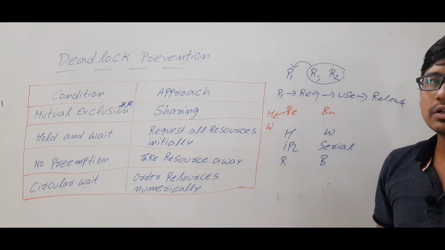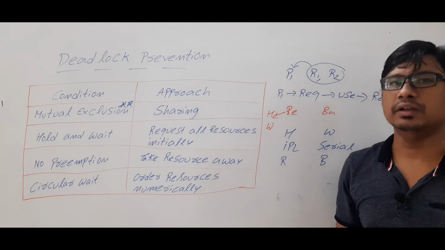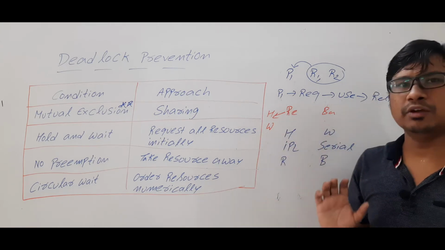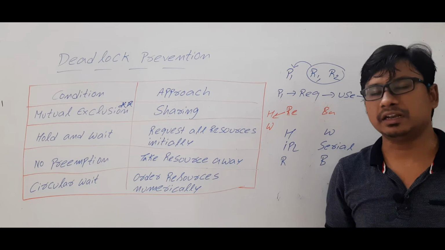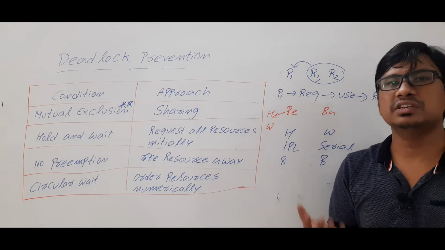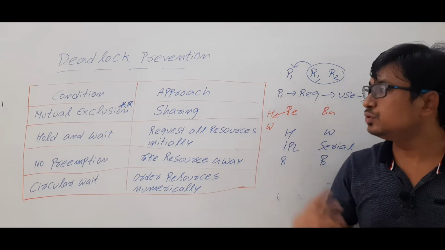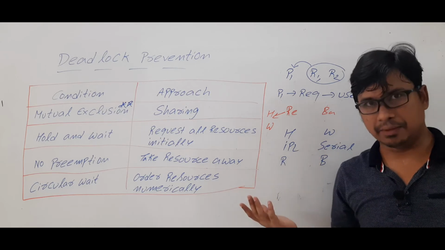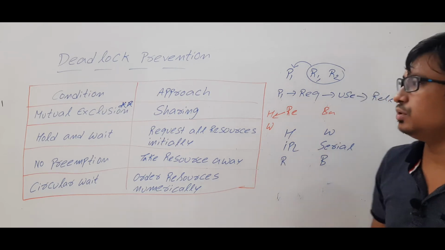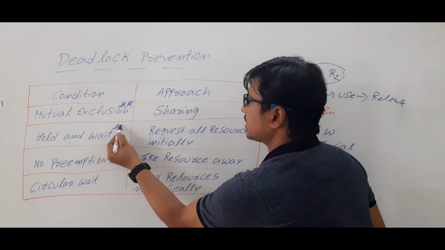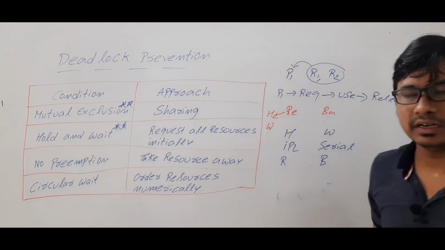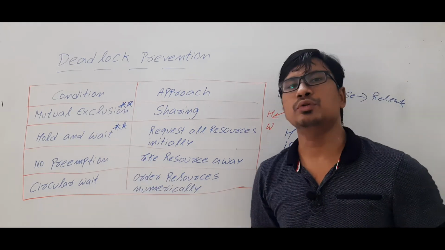See, is it clear? But what is the problem with this one? Here the husband and wife know that they need a remote and battery, but in reality a process does not know what future resources it needs. Am I right or wrong? Is it clear? So this is also not practically possible. Now we will discuss no preemption.